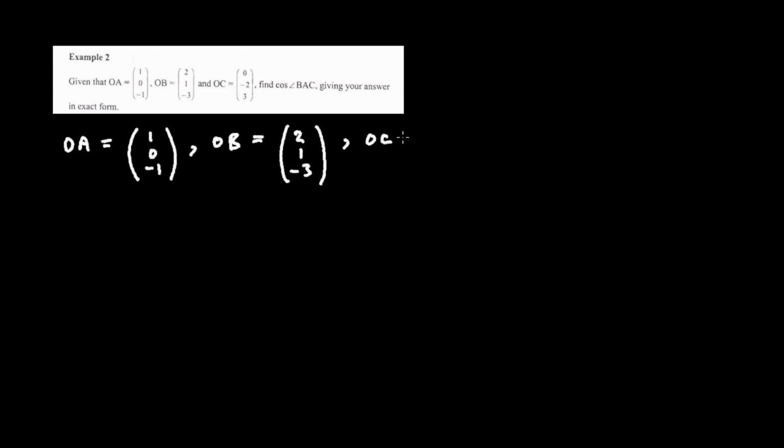OC is equal to (0, -2, 3). Find the cos of the angle BAC, giving your answer in exact form. Let us get a sense of how our vectors are meeting at a common point. If we have these two vectors like this, making this our common point, this is the angle between them. So the pattern is we are finding BAC.